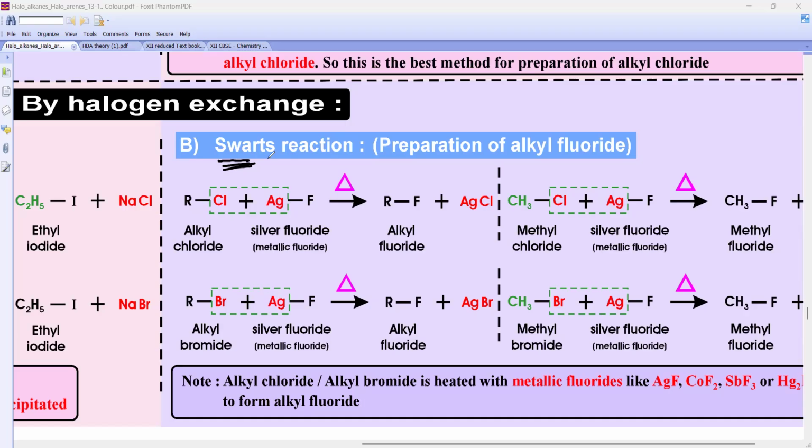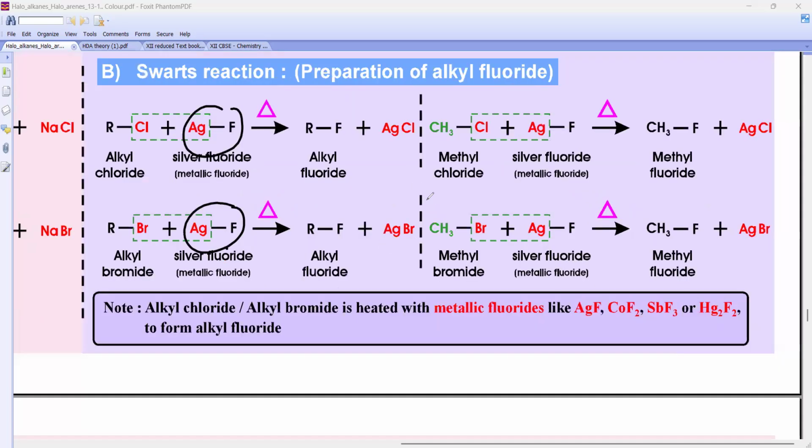Alkyl fluoride. This is also a halogen. Chlorine, bromine, and iodine will be replaced by fluorine. Look, can you see here? Chlorine is replaced by fluorine. Bromine is replaced, halogen is X. But what reagent will we use here? I can use either. Now look, this is very important. You can use silver fluoride, or you can use cobalt fluoride, antimony fluoride, mercurous fluoride.